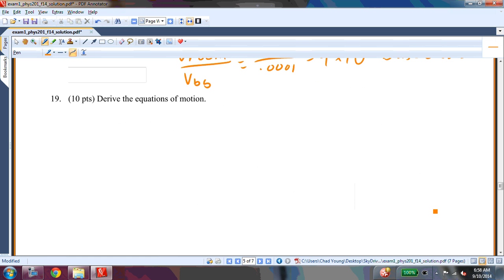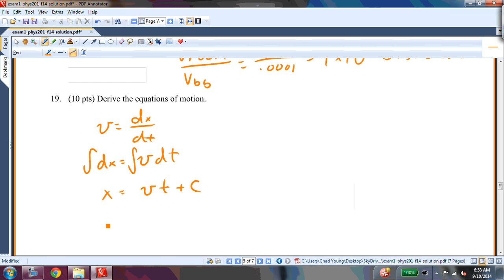So, derive the equations of motion. Let's see, we start with this. v equals dx/dt. dx equals v dt. Integrate both sides. That's x equals vt plus my integration constant. Pardon me, I'm sorry. I was getting ahead of myself.